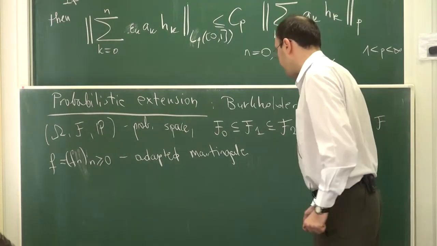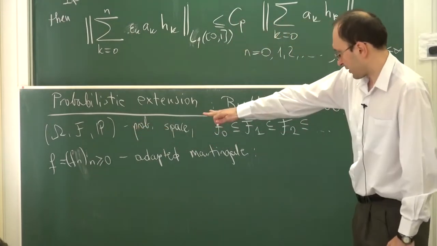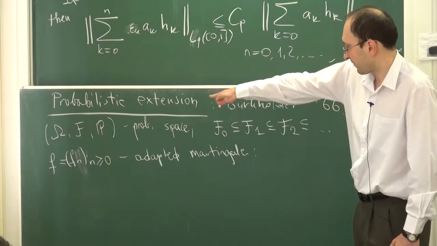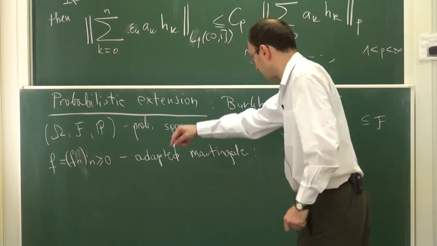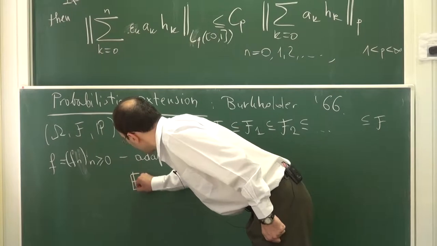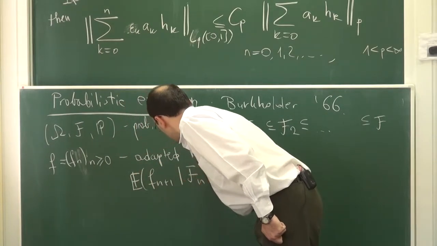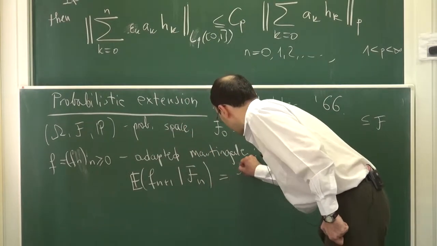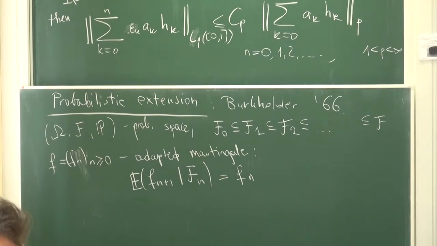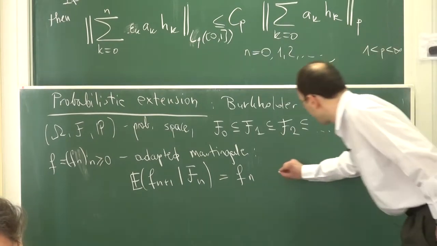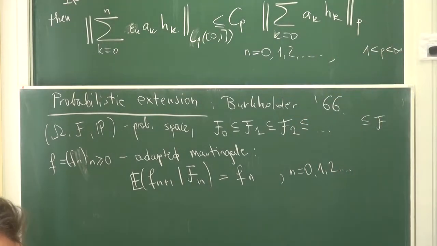And what is a martingale? It means that these random variables, these measurable functions on this probability space, are integrable, and moreover, we have the following condition: the conditional expectation of f_{n+1} with respect to F_n is just the random variable f_n. This holds for all n.